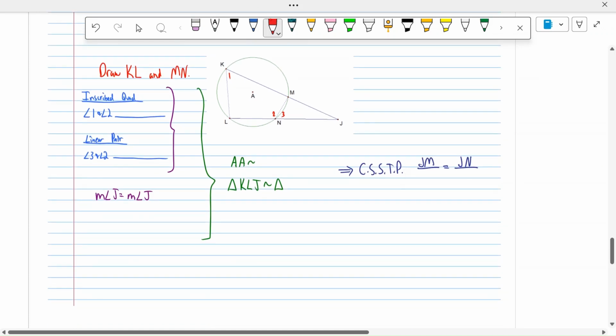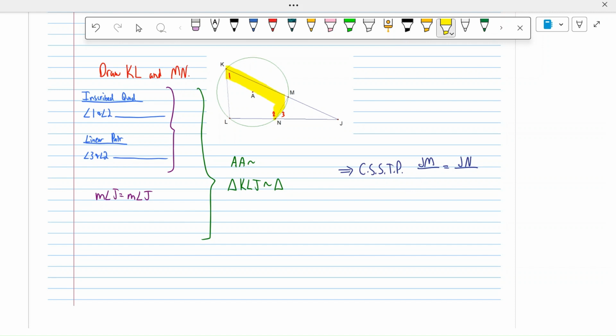First off, draw in KL and MN, two auxiliary segments. And what I know is that because this is an inscribed quadrilateral, the opposite angles are supplementary. So 1 and 2 are supplements. 3 and 2 form a linear pair, so 3 and 2 are supplements. That means 1 plus 2 equals 180, 3 plus 2 equals 180. Transitive, you can set them equal to each other. 1 plus 2 equals 3 plus 2. 2 equals 2 reflexive, subtract it, and you're left with measure of angle 1 is equal to the measure of angle 3. This angle has got to be equal to that angle.